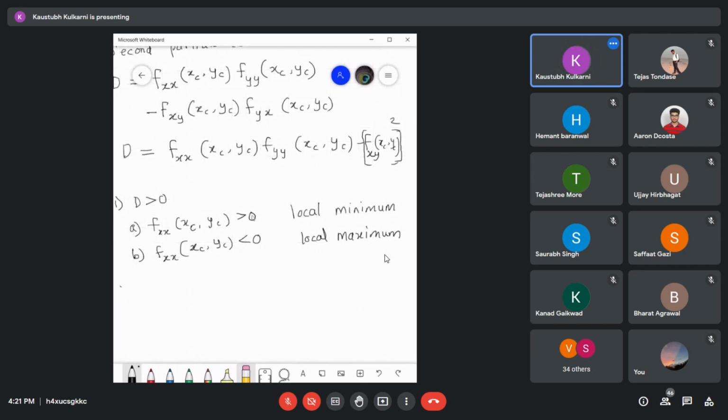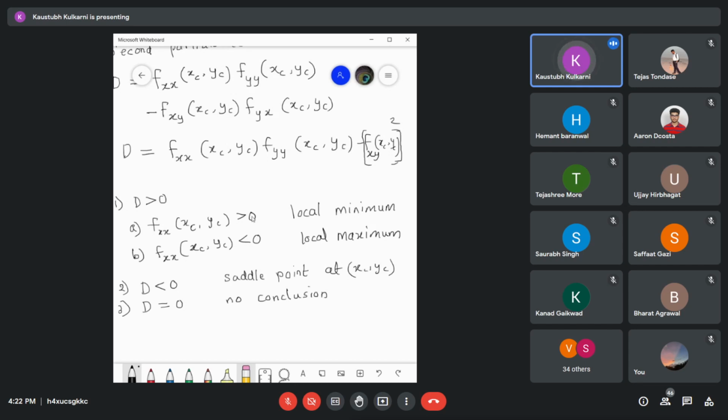If this quantity D is less than 0, then there is a saddle point at xc comma yc. And if D is equal to 0, then no conclusion can be drawn. If D is 0, there is no conclusion.